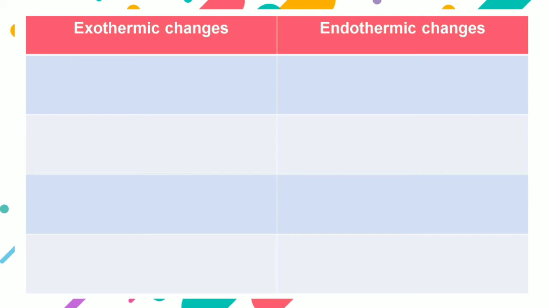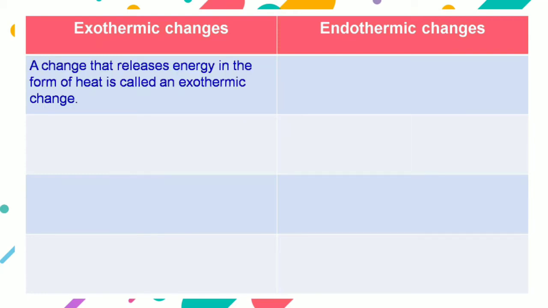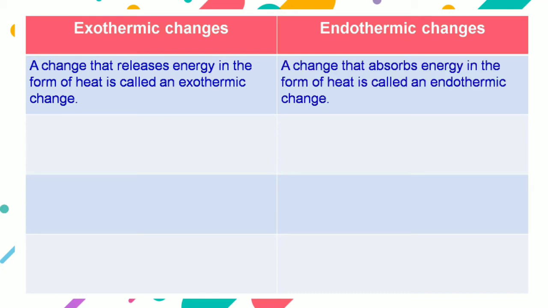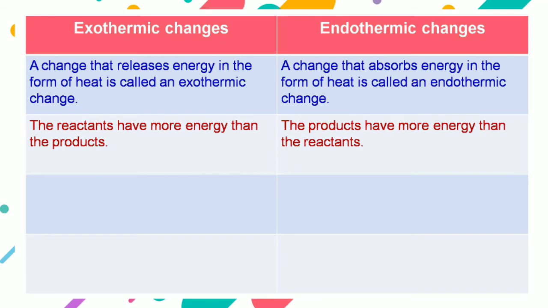On the basis of energy change, the changes are classified as exothermic and endothermic changes. A change in which energy is released in the form of heat is called an exothermic change, while a change in which energy is absorbed in the form of heat is called an endothermic change. During an exothermic change, the reactants have more energy than the products. But during an endothermic change, the products have more energy than the reactants.